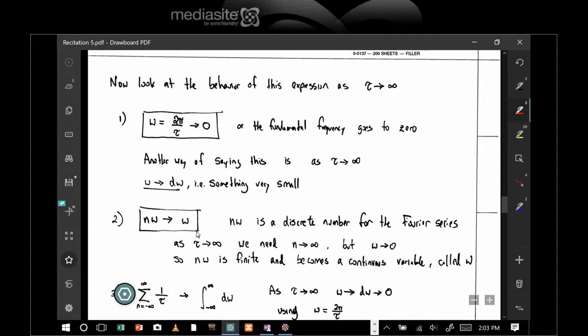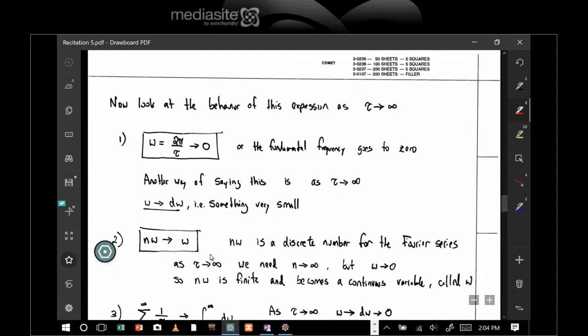Now omega now is not a discrete number, it's a continuous number. It's not a discrete thing, it's a continuous thing. Sometimes books would call that discrete value omega naught, and n times omega naught is omega, following your lecture, your textbook. So this is kind of a poor choice of notation, but it works. Again, this guy is a discrete number, and in the limit as tau goes to infinity, this goes to infinity, this goes to 0, but the product is going to remain a constant. I'm going to call that a continuous variable omega.